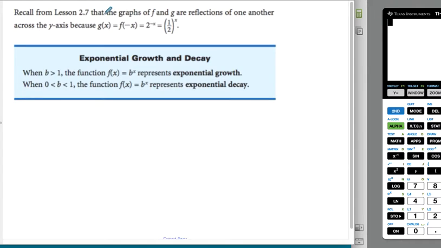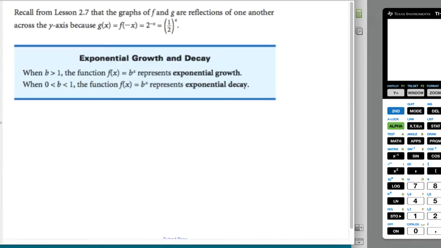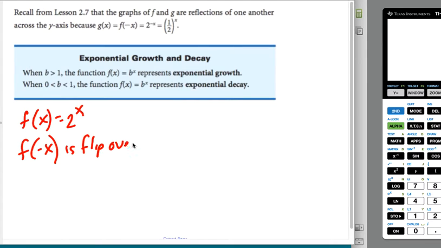If you think back to 2.7, it actually makes a lot of sense that if we look at these two graphs, we could treat them like they are flipping over the y-axis. And that makes a lot of sense if you look at it. If you reflect the blue graph over the y-axis, you get the red graph. Well, that makes a lot of sense because if you think about f of x being 2 to the x, f of negative x is a flip over the y-axis, right?